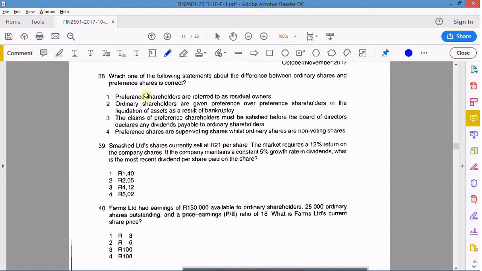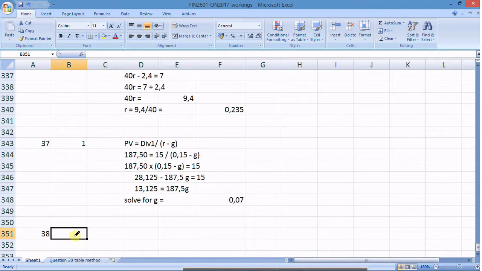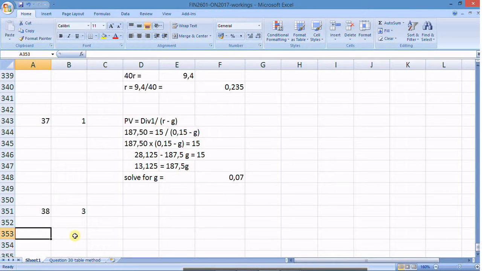Okay, theory here. Which one of the following statements about the difference between ordinary shares and preference shares is correct? Preference shareholders referred to as residual? No, that's ordinary. Ordinary are given preference? No, it's the other way around. The claims of preference shareholders must be satisfied before the board of directors declares dividend? Yes. Preference shares are super voting shares? No. Sometimes they don't even have voting. Yeah, 3 is correct. That's just theory.